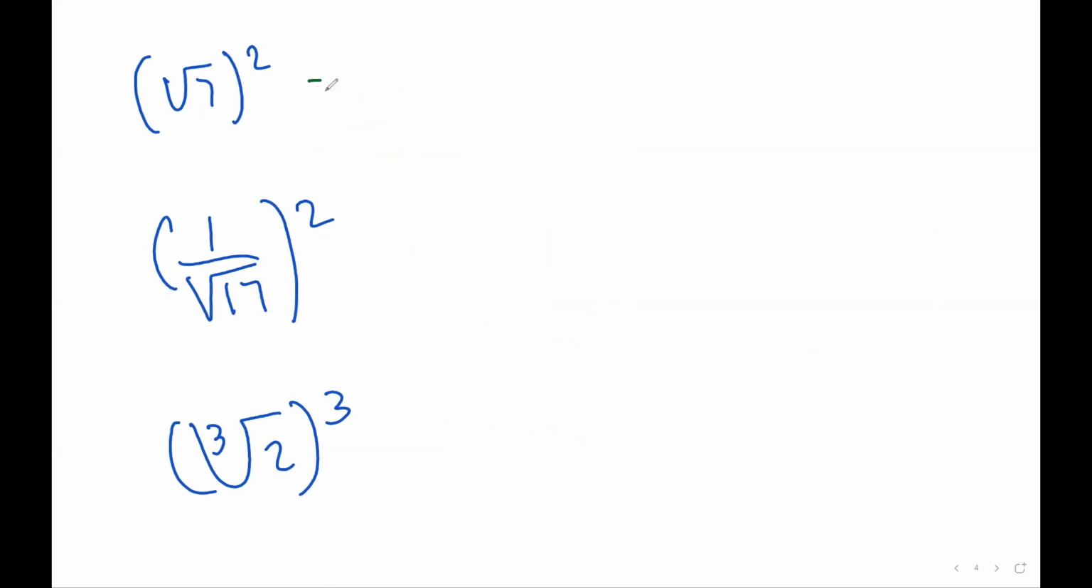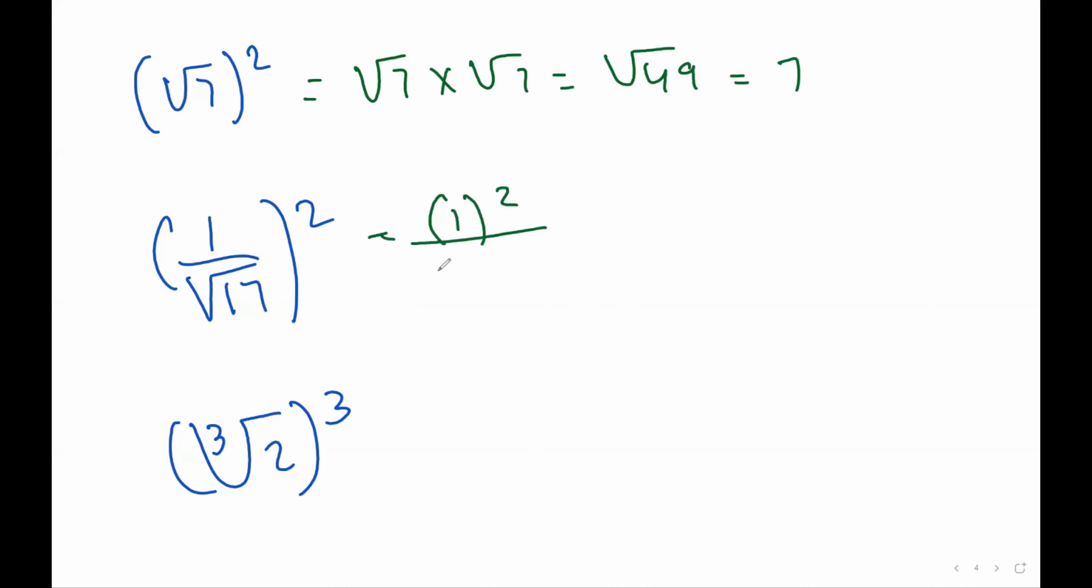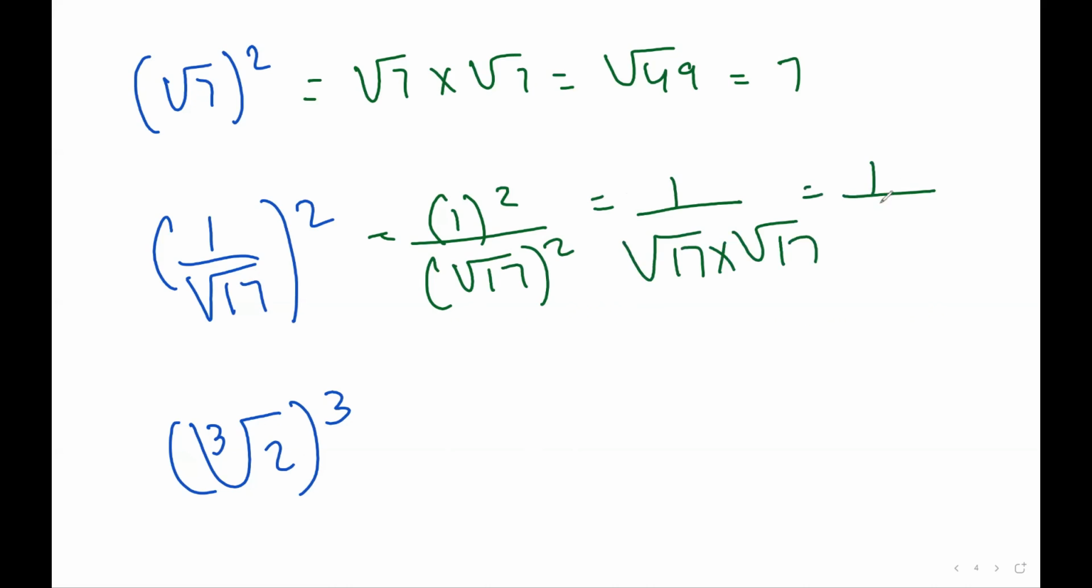Next thing, root 7 means root 7 into root 7, which is root 49, and square root of 49 is 7. Here this is 1 square. Here root 17 square, correct? Both will be squared. So root 17 multiplied by root 17 is root of 289, and root of 289 is 17. Another short way is both are square root, so just take 17.